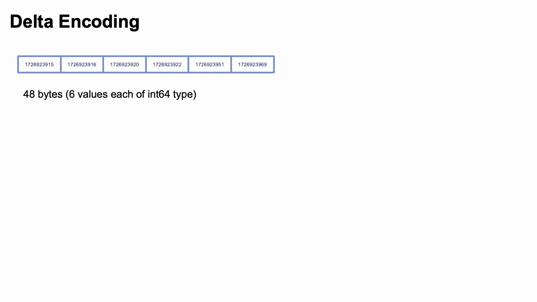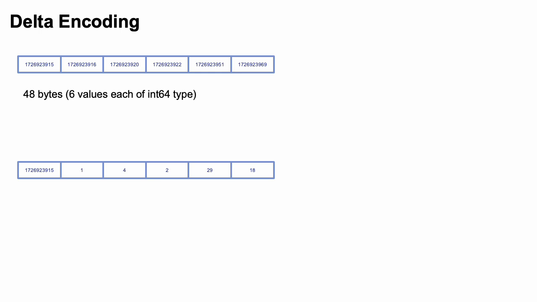So instead of using 48 bytes for 6 values, what we can do is we can store the minimum value followed by the difference of the actual value from the minimum, and those differences will be small integers. So over here the first value can be of 8 bytes, whereas the subsequent 5 values will be 1 byte each. So overall we can encode the same data with 13 bytes instead of 48.